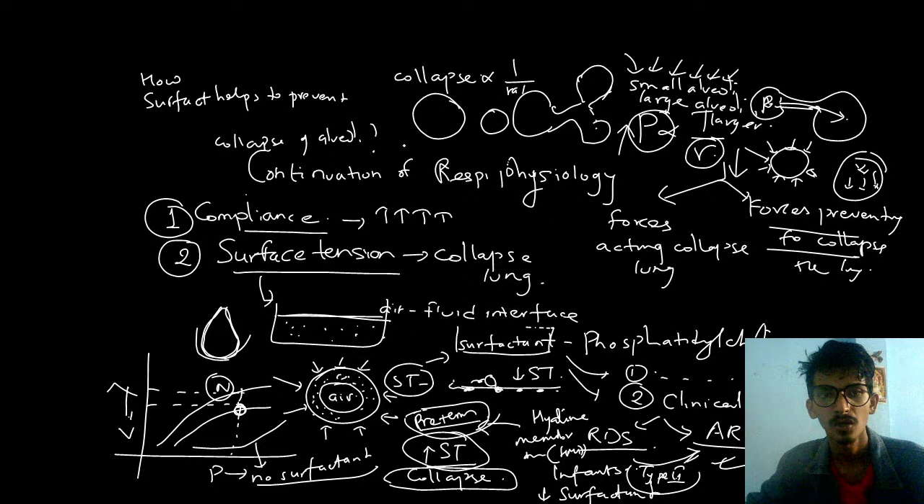But then, how do these surfactant molecules, which are made by nature, help us cope with this problem? What this surfactant will do is this: the amount of surfactant is constant. For a particular alveolus, the amount of surfactant is constant.